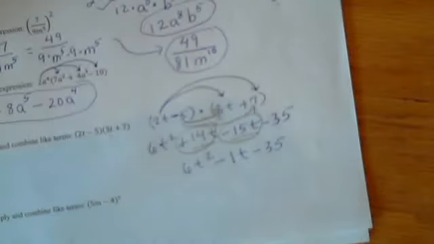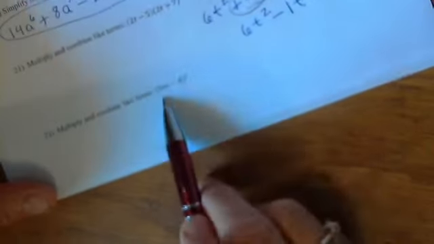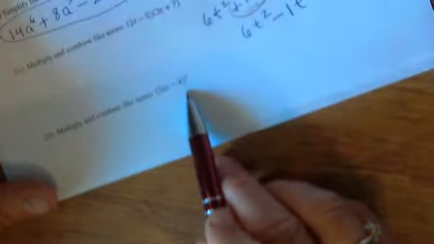All right, we are on number 22. Can multiply and combine like terms. All right, 5m minus 4 squared. Now this one is very deceiving.